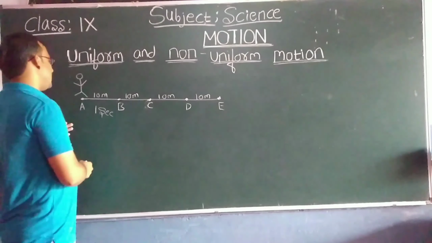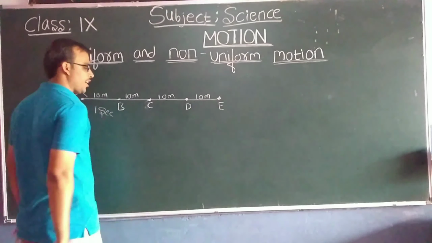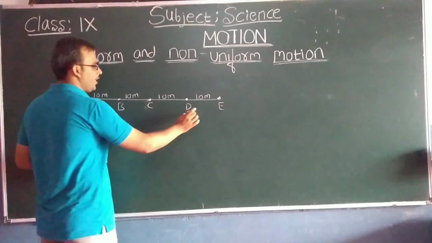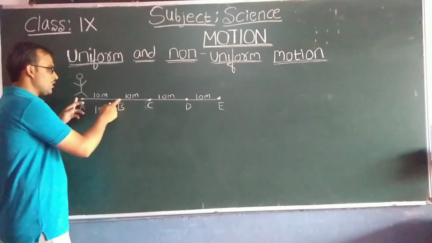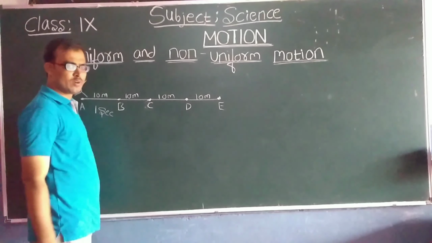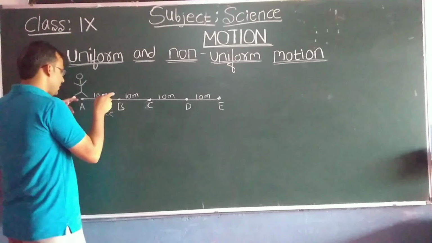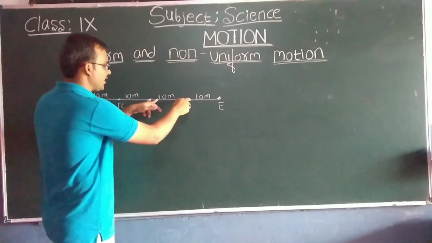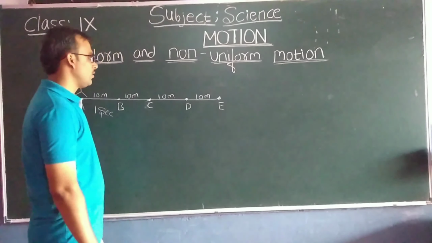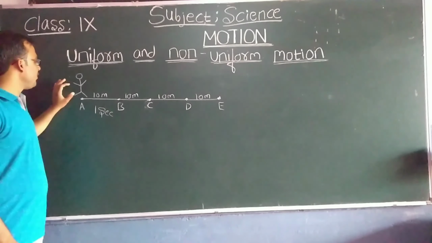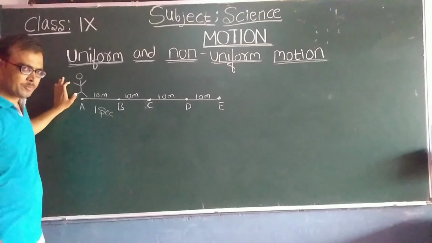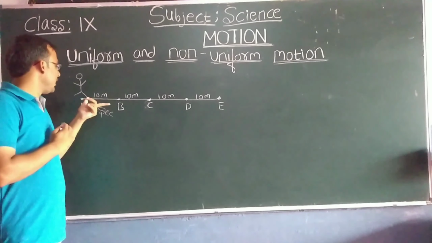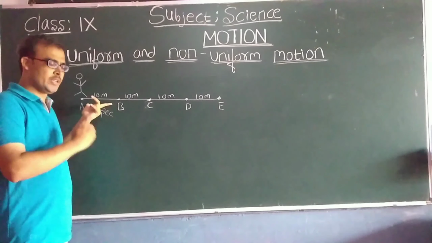So look at here, students. Imagine this is a straight road. Here I have made some points, that is A, B, C, D, E. The distance between two consecutive points is 10 meter. That is, the distance between AB is 10, BC is 10, CD is 10 and DE is 10. Now, if a man is standing at A, and the distance between two points is 10 meter.